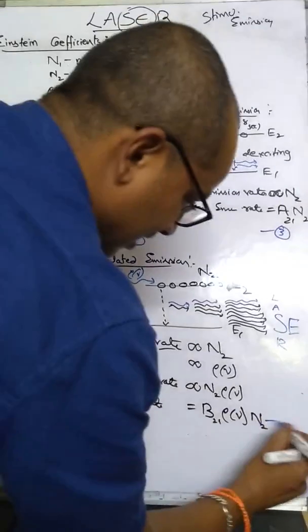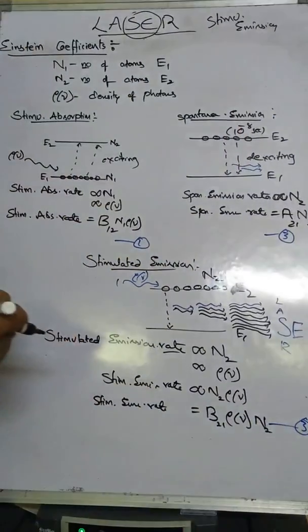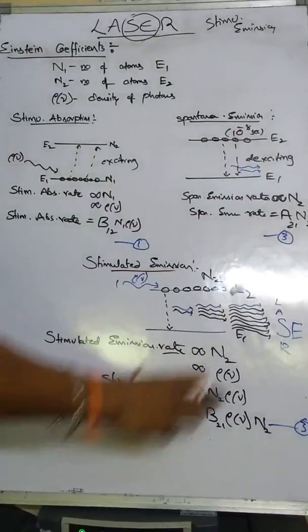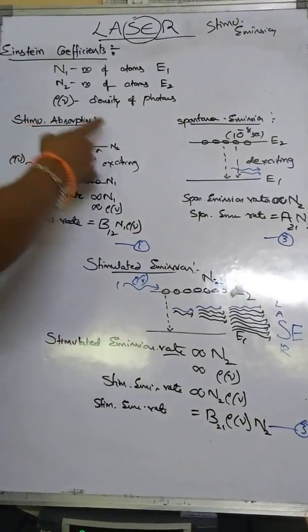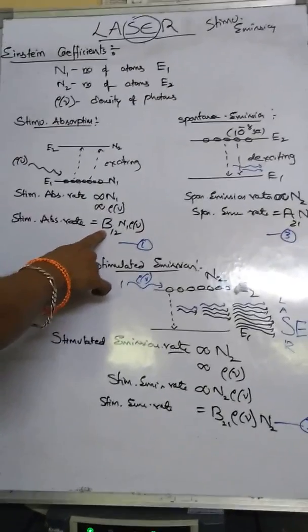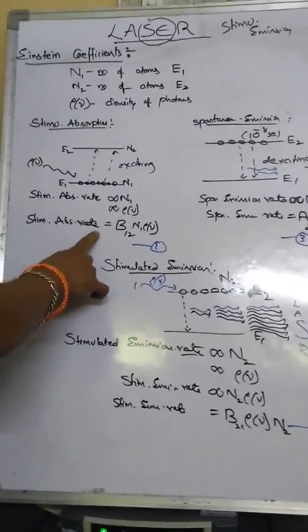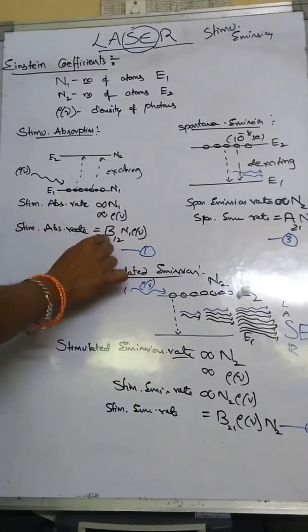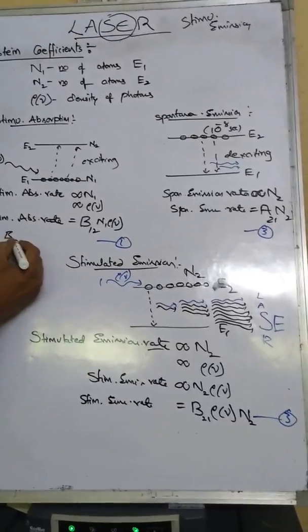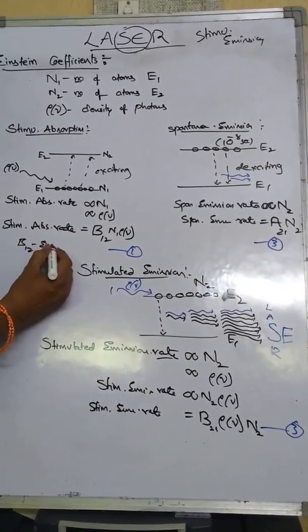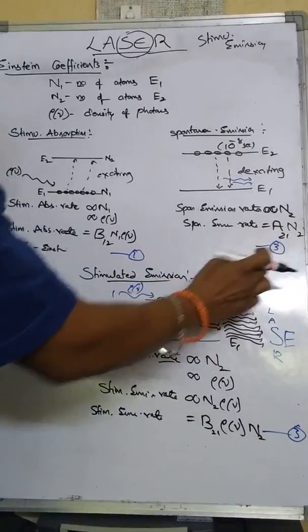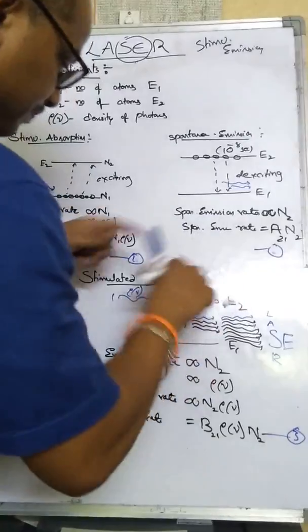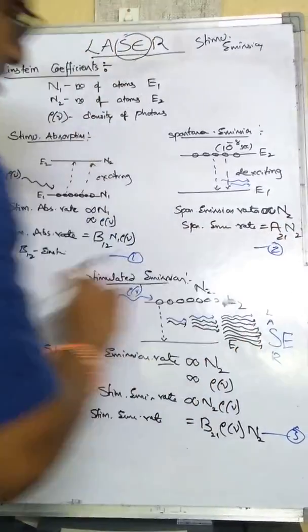So I am calling it equation 3. These are the 3 equations we discussed in the previous session. Equation 1 is for stimulated absorption rate. This is Einstein's stimulated absorption rate. You just add a word to this constant by writing this: B12 represents Einstein's stimulated absorption rate, and this is equation 2. Simple correction, right?